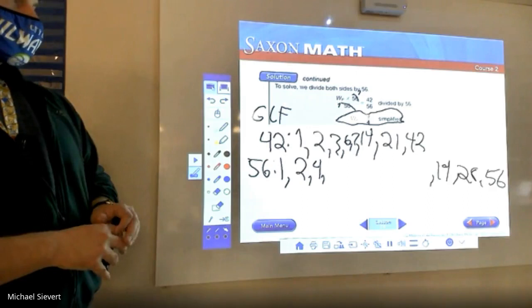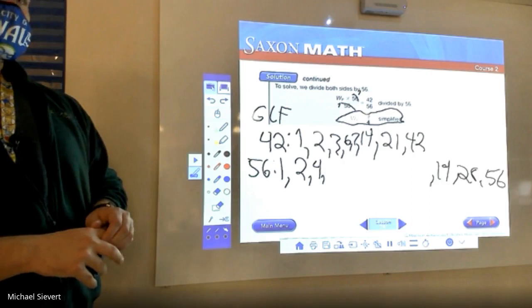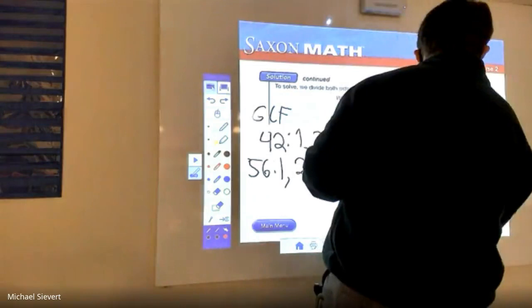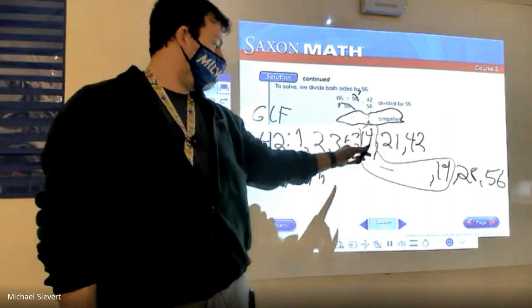Ooh, I think I just found it. Cherish? Right, the greatest common factor is 14. Which 14 times 3 equals 42. That's how you got the 3 on top. 14 divided by 4 is how you got 4 on the bottom.